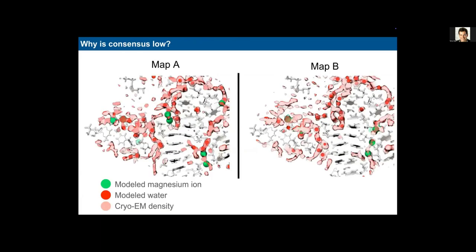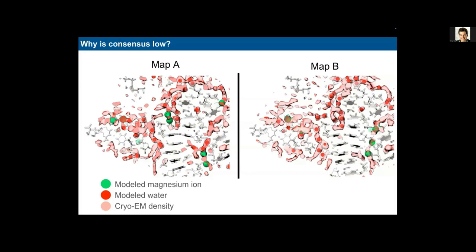So we went back to the map and tried to figure out if this was true. What I'm showing here is these darker dots in green and red are the actual modeled waters and magnesiums respectively. And then the red density is other cryo-EM data that was not modeled. So what you can see is in regions of disagreement, such as this right top-hand corner, where map A has a water model and map B does not, the maps essentially look very similar in most regions of disagreement. So neither hypothesis ended up being true.